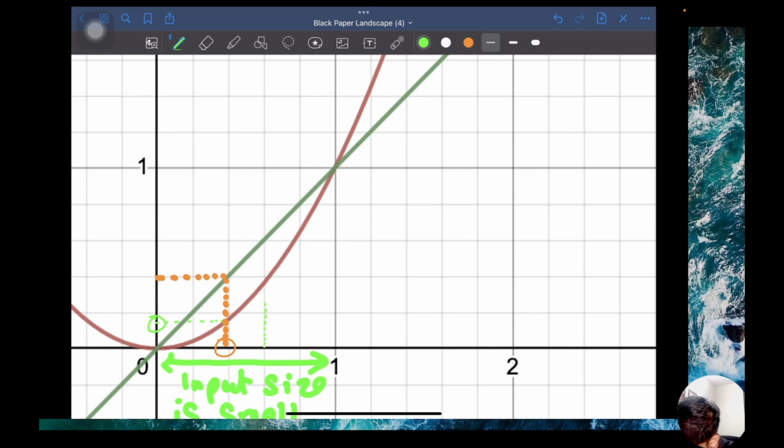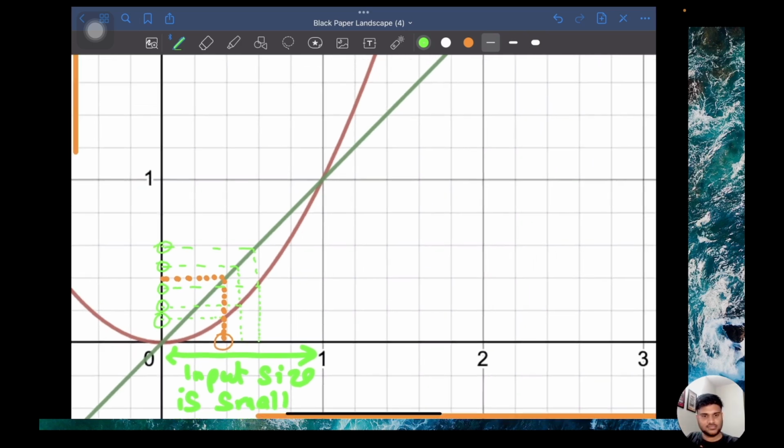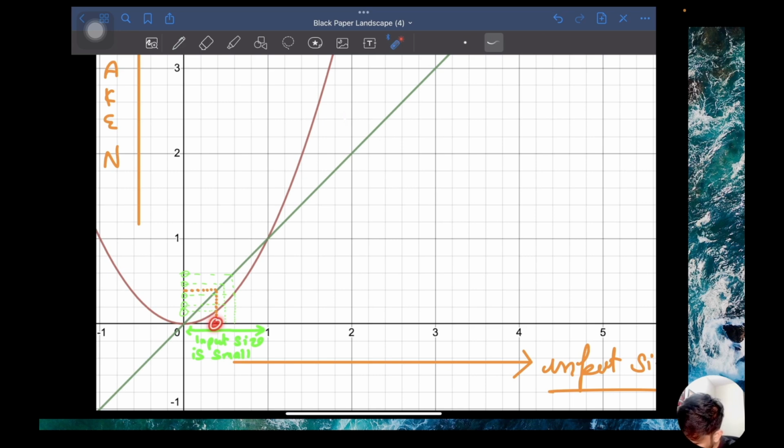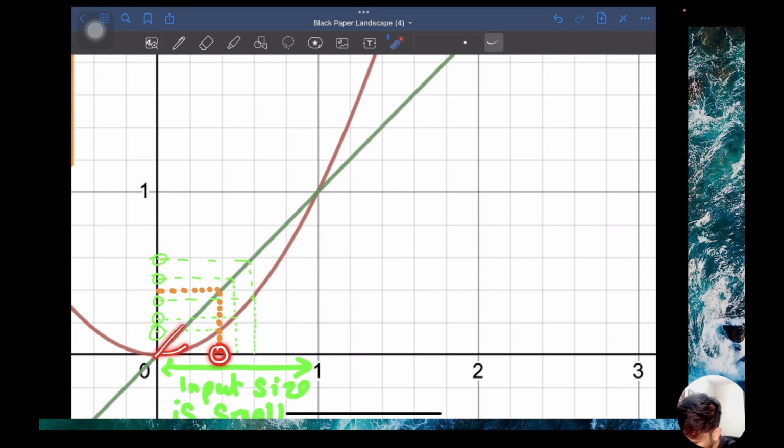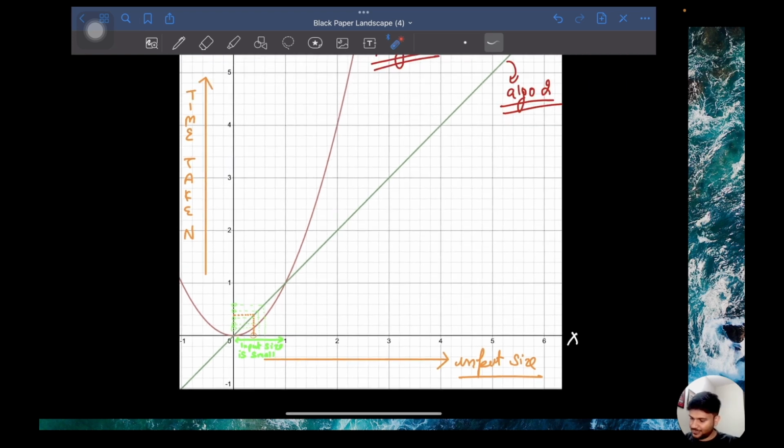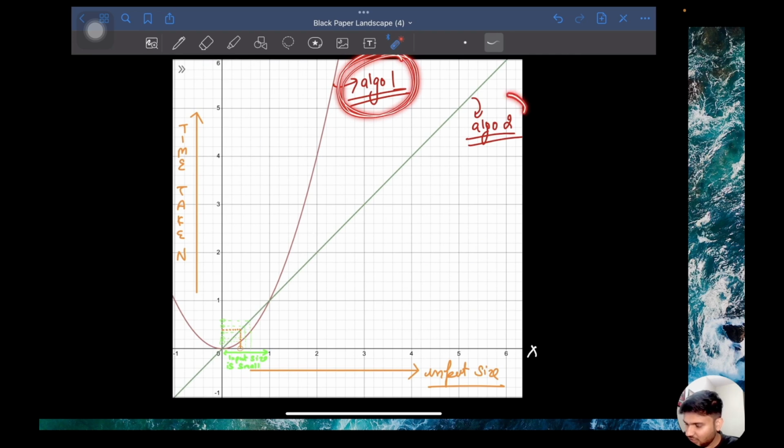Then again, see for few more inputs, right? See here, then see here. So when this is the input, red is the algorithm 1 line, green is the algorithm 2 line. So algorithm 1 is taking less time when compared to algorithm 2. Can I say that? For this same value, algorithm 2 is taking somewhere here, whereas algorithm 1 is taking somewhere here. Even here, algorithm 2 is taking something like this, whereas algorithm 1 is taking something like this. So when the input size is very small, definitely algorithm 1 is working way better than algorithm 2.